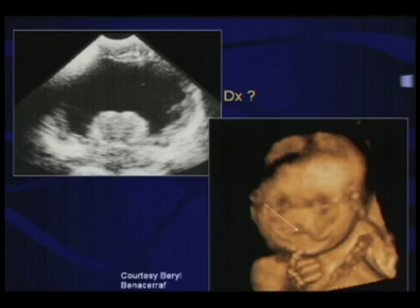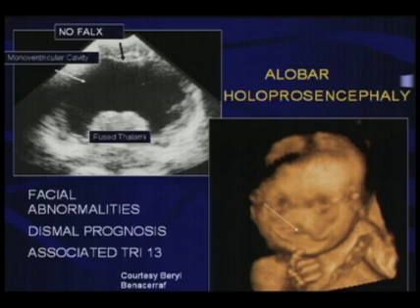Case number two, abnormal face over here on the downside with a midline cleft. There is a monoventricular cavity, and what we also see is fused thalami. This is alobar holoprosencephaly. Alobar holoprosencephaly almost always is associated with a very dismal prognosis, has associated facial abnormalities, and is often associated with trisomy 13.